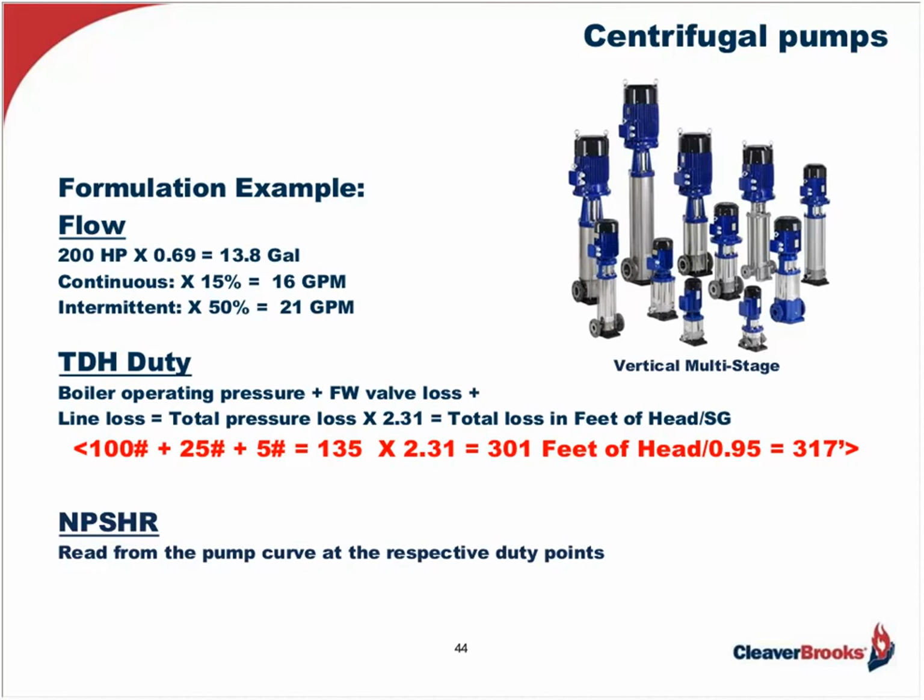100 pounds plus 25 plus 5. So the 100 pounds is the boiler operating pressure. 25 is my loss across the valve. 5 pounds for line losses, which also includes a pound or two to overcome the pressure in the boiler, equals 135 pounds times 2.31 is 301 feet, and then I divide that by my specific gravity of water at that temperature, and I mentioned 227 degrees. I've got a total dynamic head of 317 feet. Then I would look on that same pump curve to determine at those duty points what is the NPSHR required.